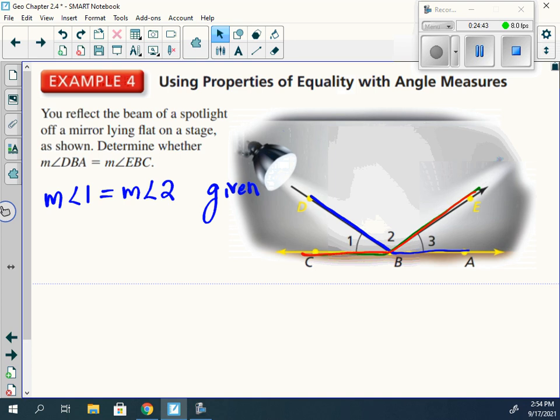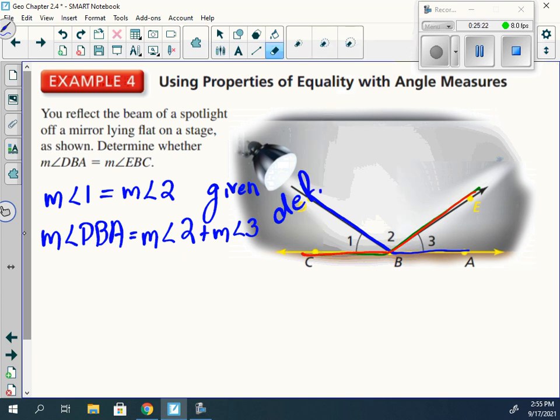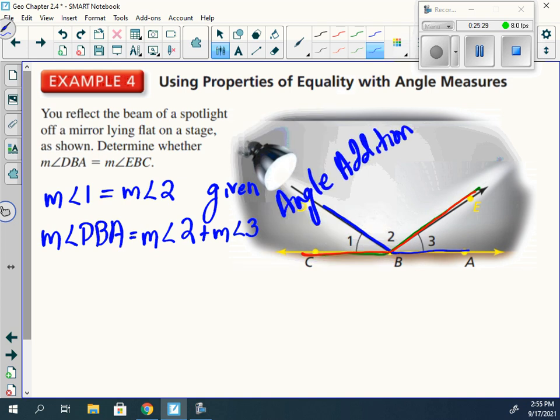Now, we're trying to prove that these do work. What we can say is that the measure of angle DBA is equal to the measure of angle 2 plus the measure of angle 3, yes? So I can say it's equal to the measure of angle 2 plus the measure of angle 3. Now this here, we can do that in a minute, is the definition, or is our angle addition postulate. So the angle addition postulate. I ran out of room.